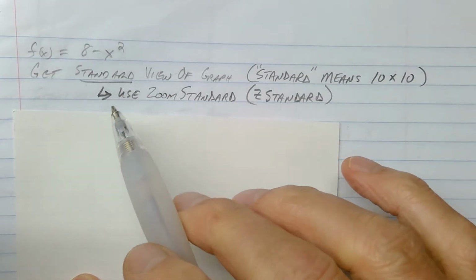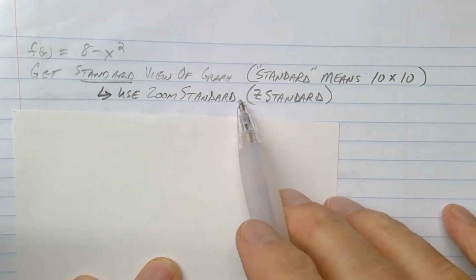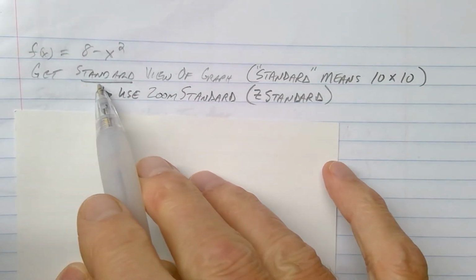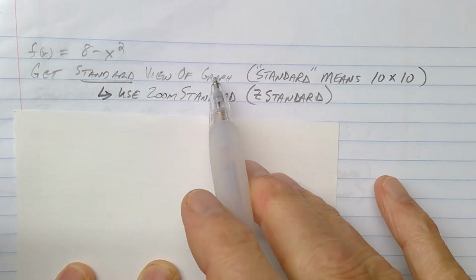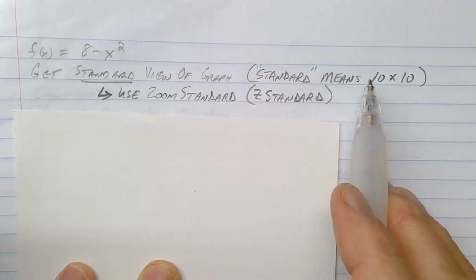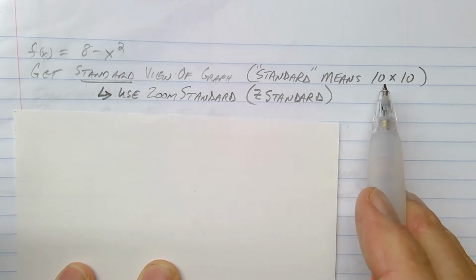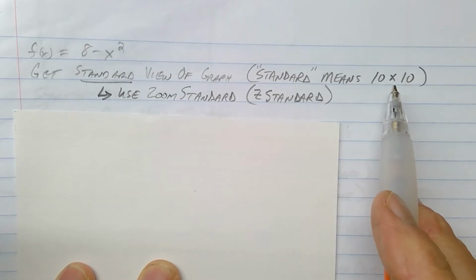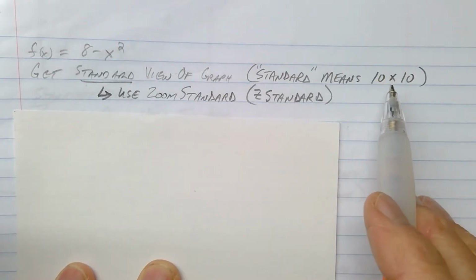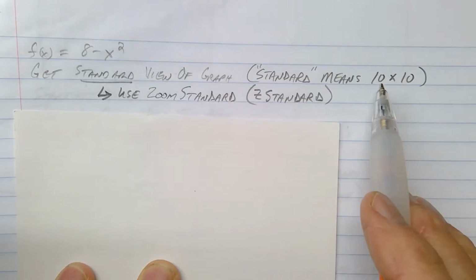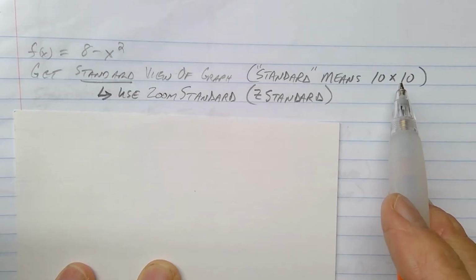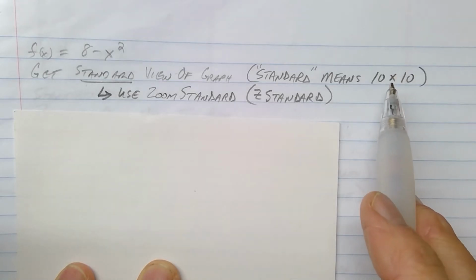All right, the first thing I want to talk about is the zoom standard function. And usually they ask you to do this if they say something like, just give me a standard view of the graph. And standard just means, like back in junior high, when you drew a graph with the origin at the center, and you went 10 steps up, 10 steps right, 10 steps left, 10 steps down. Geometrically, that's not technically a 10 by 10, but you get what I'm saying. We go 10 steps in every direction, just like we did back in middle school and junior high.